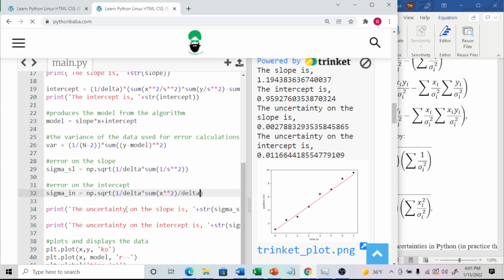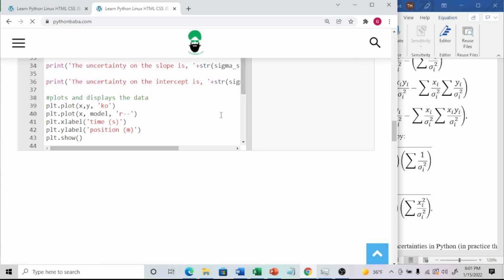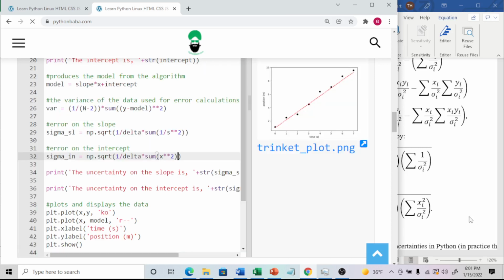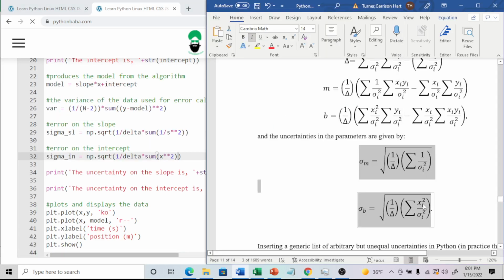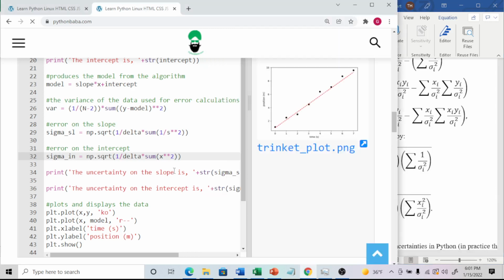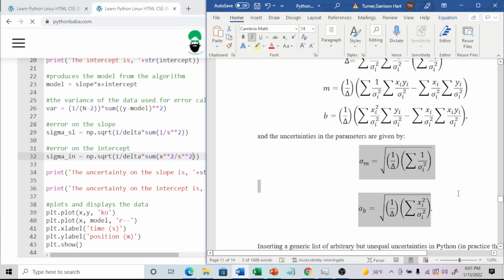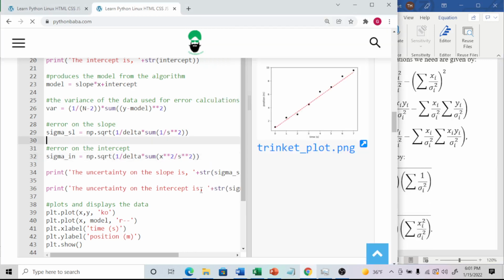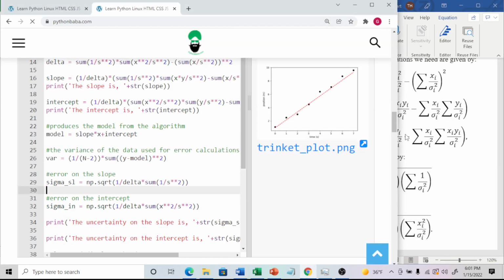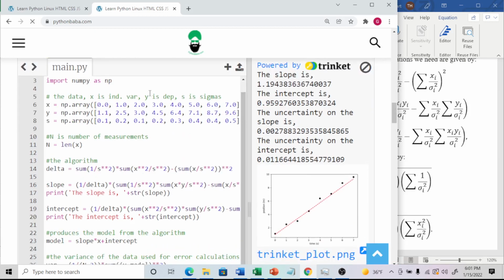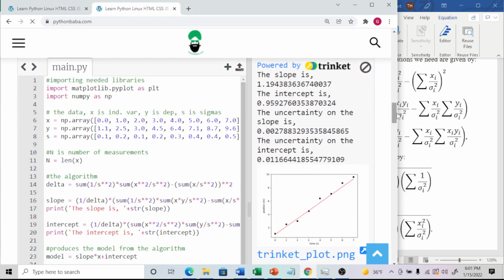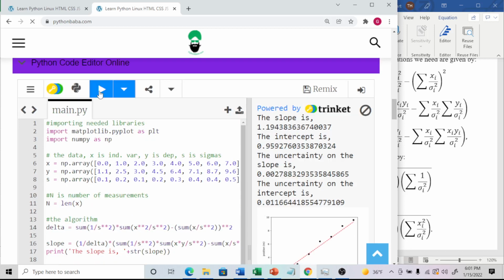And we'll get rid of this. All right. Times the sum of x squared divided by s squared. So this is going to be sum of x squared divided by s squared. And now this should give me the new values for the slope and the intercept errors. Okay? So if we run everything now, what do we get?